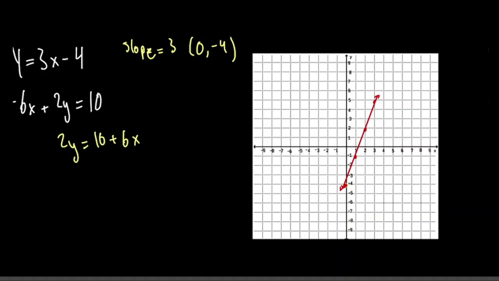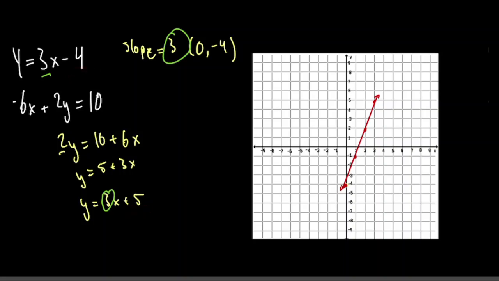Now I'm going to try and get rid of this 2 right here, and I'm going to divide each term by 2. So I'm going to get y equals 5 plus 3x, and just to rewrite that, we'll get y equals 3x plus 5, right? This would be the equation of the line. Now, we see that the two slopes are the same, right? We have 3 right here, and we have 3 right here, right? But notice that the y-intercepts are different. So we have negative 4 here, and we have 5 right here.